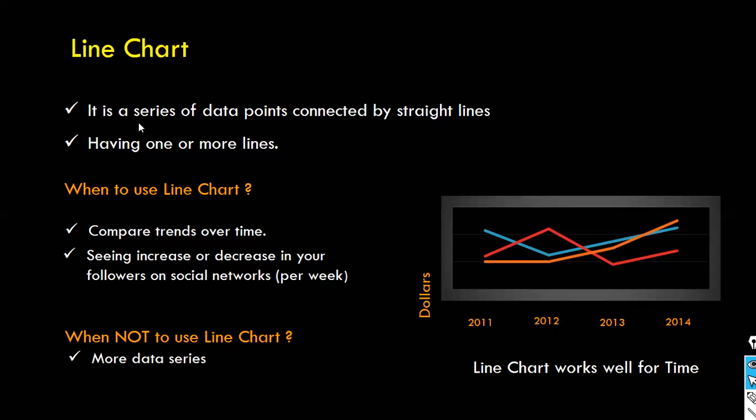All right. So the line chart can have one or more lines. It is basically a series of data points connected by straight lines. Here you have one data point, here you have one data point, here another data point. We are connecting each data point so that it will become a straight line.